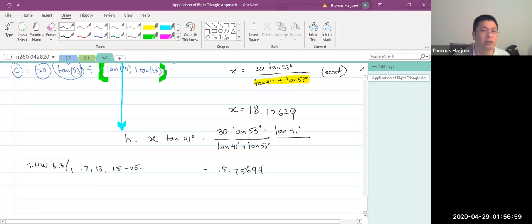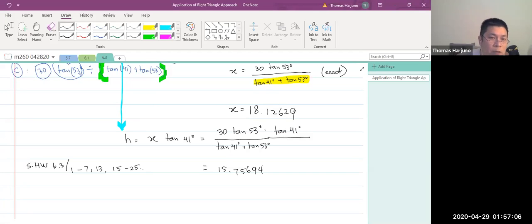The main topic is really to set up the equation instead of just solving. You won't be able to solve if you don't set it up. So be patient in setting it up. Now that's for today.